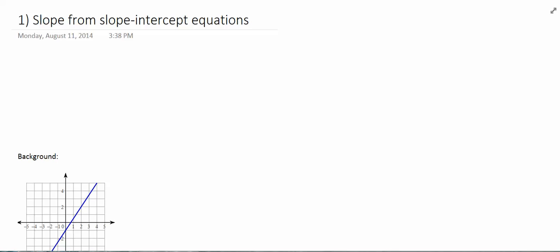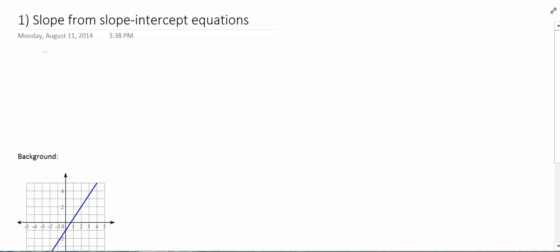This is for Unit 3. We are talking about slope for linear equations. Before we actually figure out the answers for this sheet that you're working on, I'm just going to talk generally about slope-intercept equations.